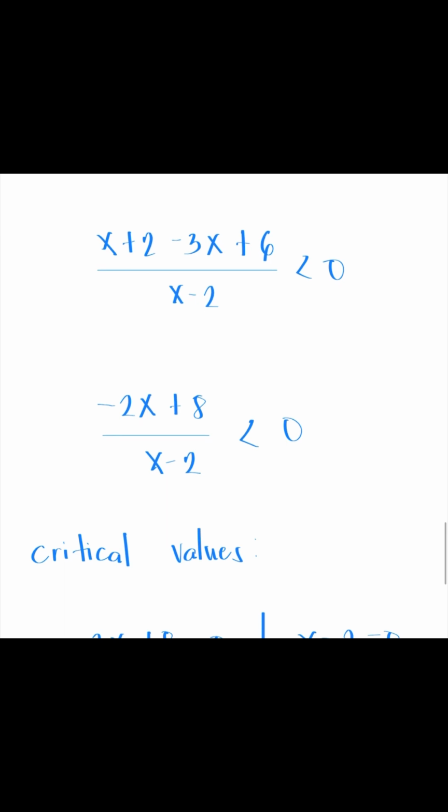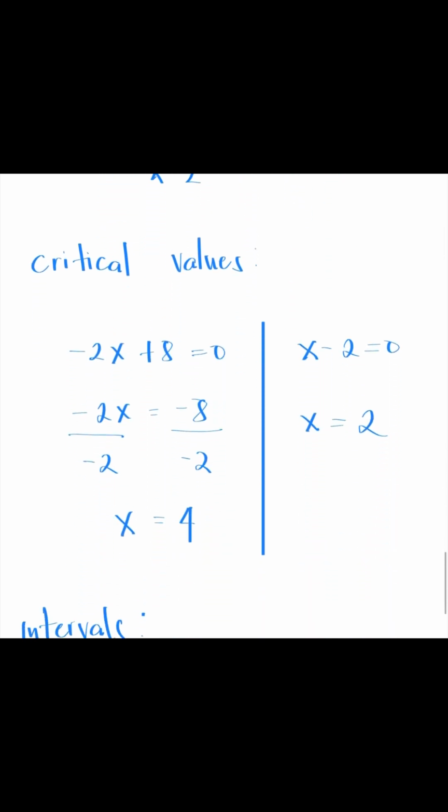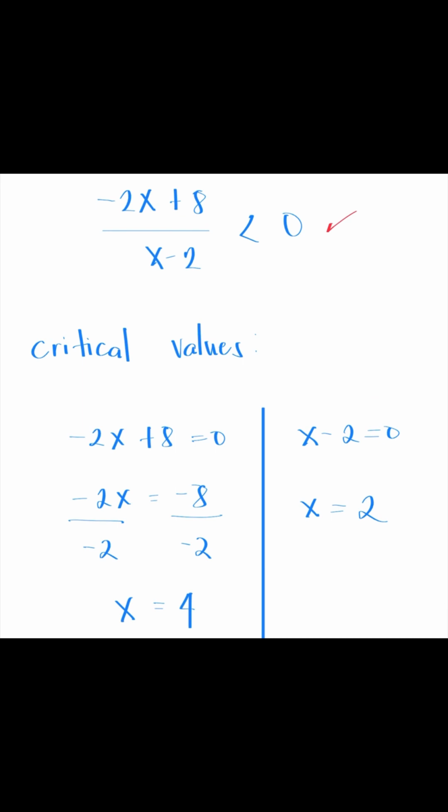Combine similar terms on the numerator. X minus 3x is negative 2x. 2 plus 6 is plus 8. So that is now negative 2x plus 8 all over the denominator x minus 2 is less than 0. Now, the critical values are the numerator negative 2x plus 8 equal to 0. Let's solve for x. That is now negative 2x is equal to negative 8, by transposing positive 8 to the right, divided both sides by negative 2, and that is now x is equal to 4.